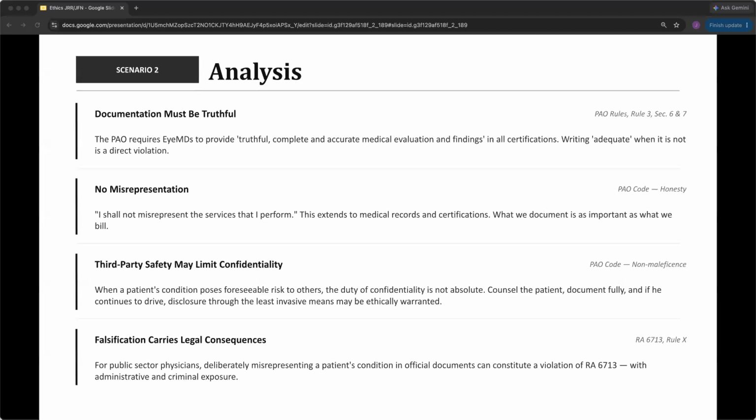I'd like to ask about falsification of documents. What about those who ask for PWD but don't need it? How would you approach it? It's the opposite, naman. Would you want to comment on that?